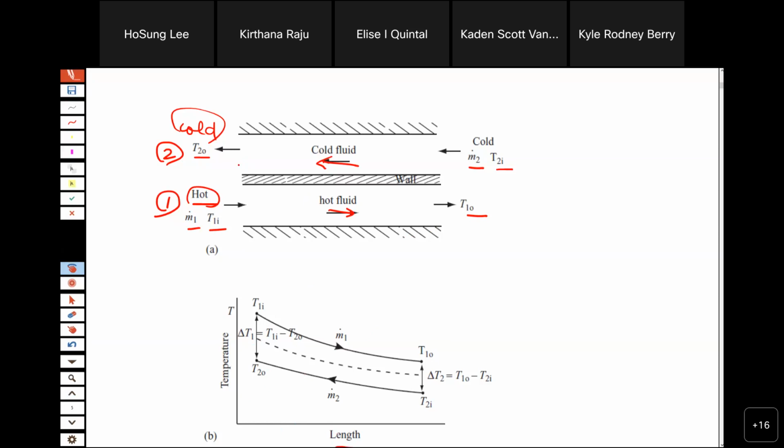Which one is the highest? Can you participate answering here? Which one is the highest in this heat exchanger? Highest temperature using the symbol. Answer. T1I. Yes, T1I is the highest.